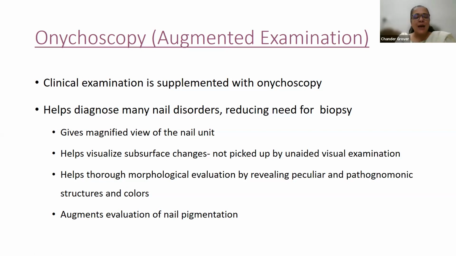Onychoscopy, or augmented examination, helps you evaluate many factors, including nail pigmentation. Why do we need it? Because there is a relative lack of meaningful nail diagnosis. You all know these are the 4 things that we do to achieve all our diagnoses, but within this, not all our questions may be answered.